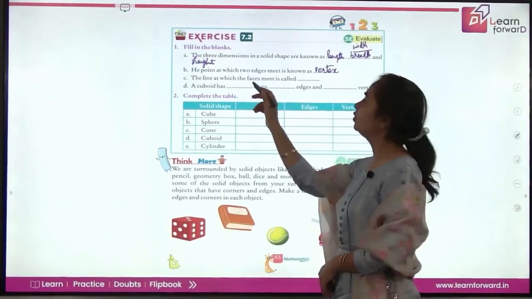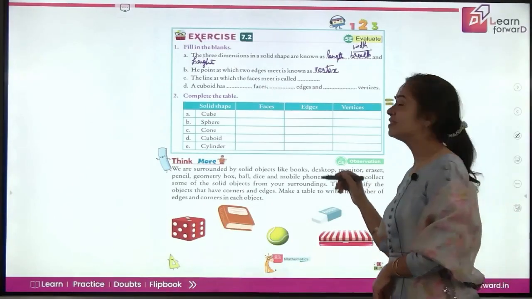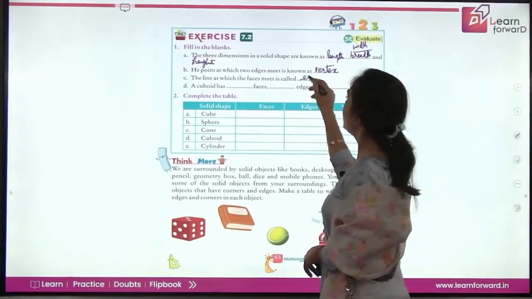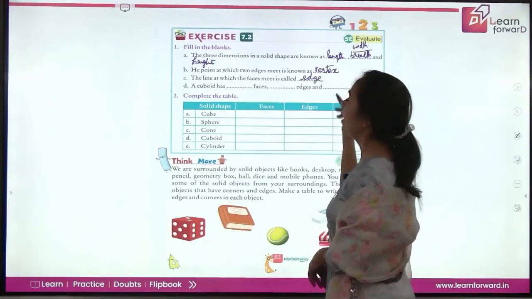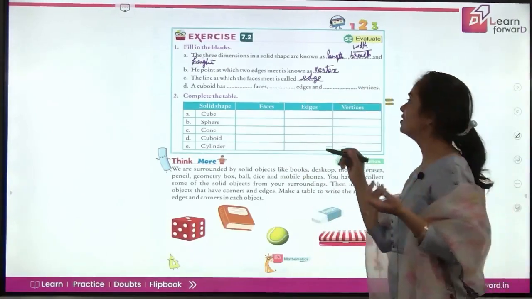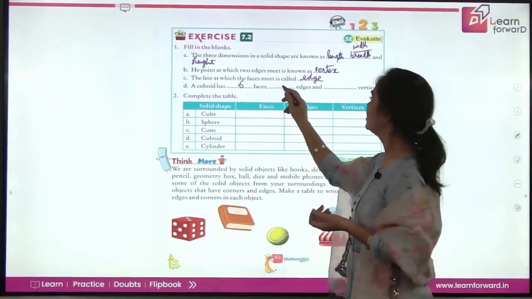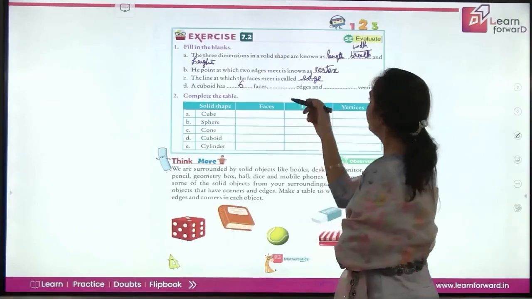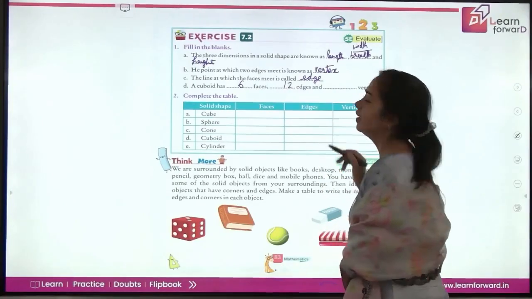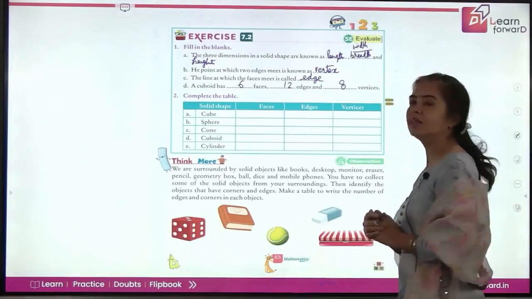The line at which the faces meet. What is that called? Yes, that is a side, but now we have learned it is called an edge. Next, a cuboid has how many faces? 6 faces. How many edges? Exactly, 12 edges. And how many vertices, children? There are 8 vertices. Good. 4 at the top, 4 at the bottom.